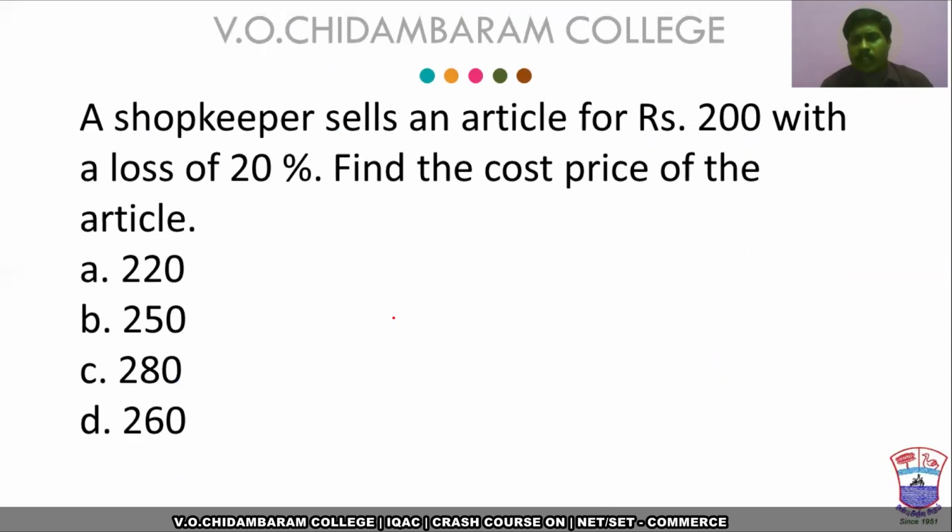So we can see it by an example. A shopkeeper sells an article for rupees 200 with a loss of 20%. Find the cost price of the article. The selling price is given. The loss percentage is also given. You are going to find the cost price of the article.